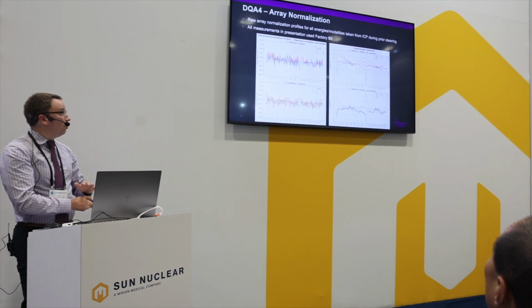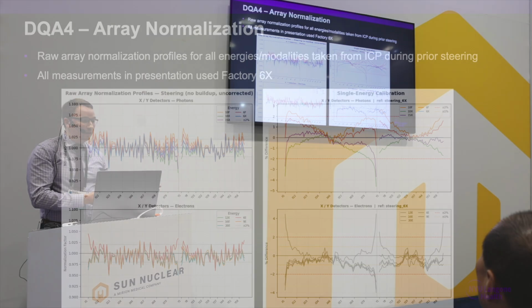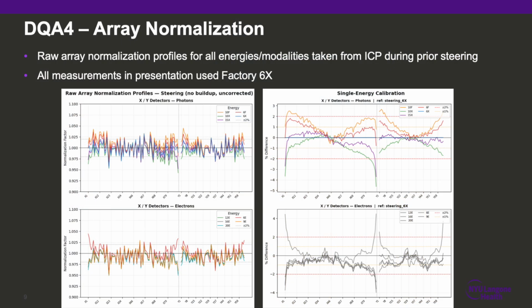So then I looked at all of the energies to see how it varied. On the left, you'll see that those are raw array normalization profiles taken from that steering, because you can't really measure electrons with that much buildup, so I went with no buildup. You can see there's pretty decent overlap and not a lot of variability. And then over on the right column is all of those array normalizations normalized by just the 6X. And you can see that they're for the most part within 2% for the photons. Electrons are nearly all within 2%, just some edge issues there due to the electron cone.